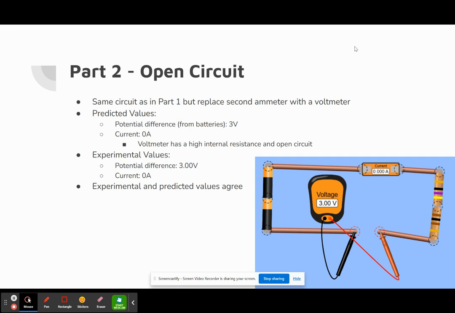Part 2 being our open circuit, our predicted values for potential difference from the batteries was 3 volts, our current was 0 amps, and these were the same as our experimental values, meaning they agreed.